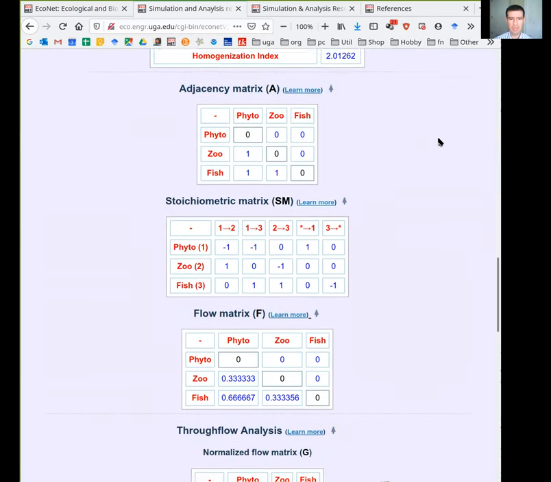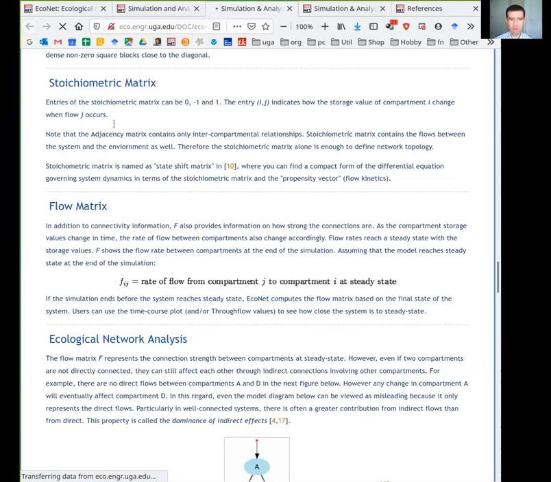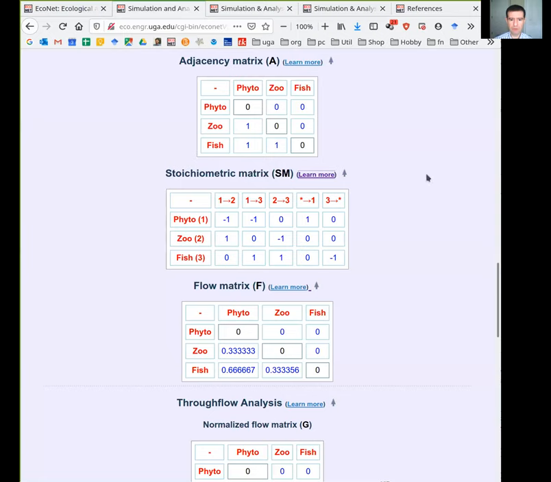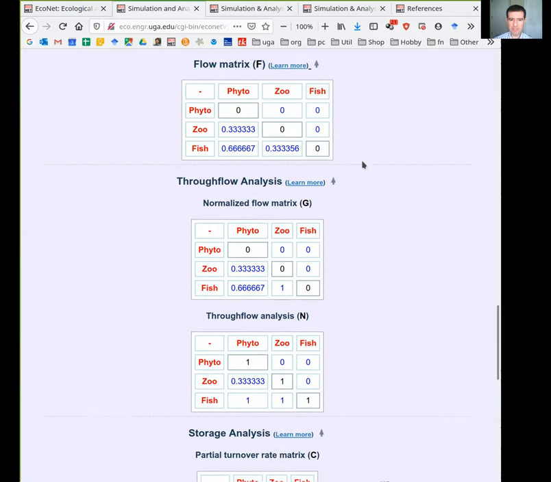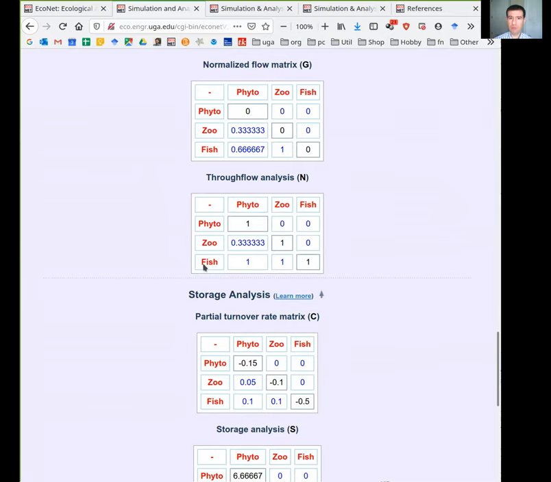Right. And this is the adjacency matrix. If there's a link between any compartments, it's a one, otherwise it's equal to zero. The stoichiometric matrix is something similar. It basically tells us how the compartmental values change when a flow happens. And again, at any of these, if you hit learn more, you'll see what that is. You'll see references to it and why you should be concerned about that. And the flow matrix is pretty much the same as the adjacency matrix, but it's weighted. And this is the N matrix that Stuart was referring to.